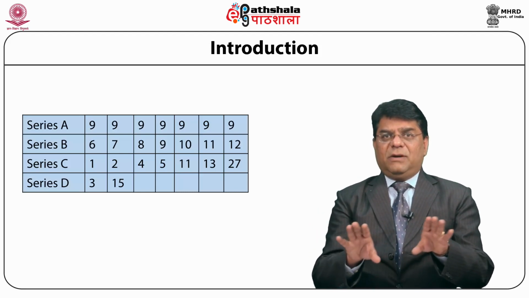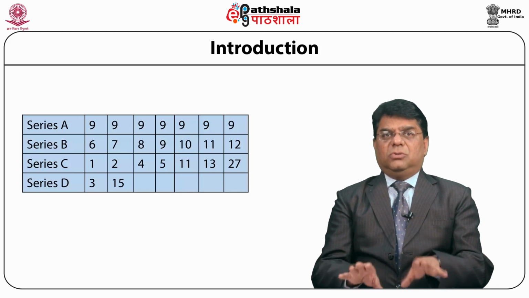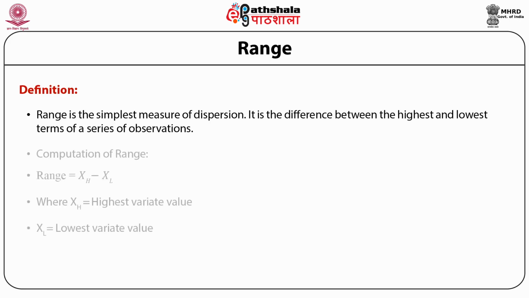The following are the different measures of dispersion which are in common use. Range is the simplest measure of dispersion. It tells the difference between the highest and the lowest terms of a series of observations. Rather, you can say that it is the difference between the highest value and the lowest value in the data or in the population. Now, the question here is why do we want to find out a range?